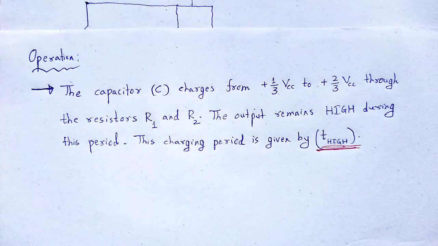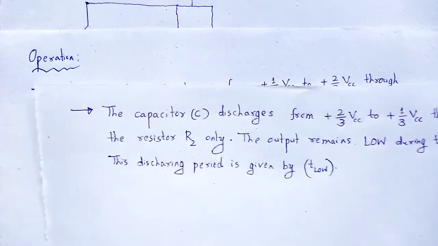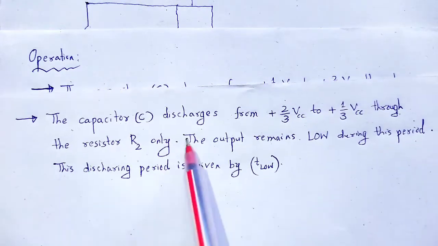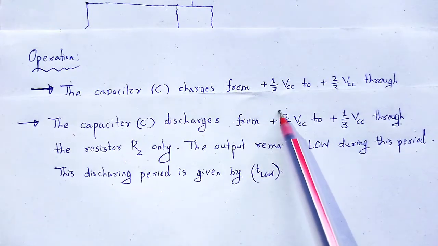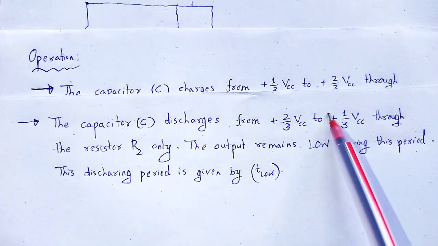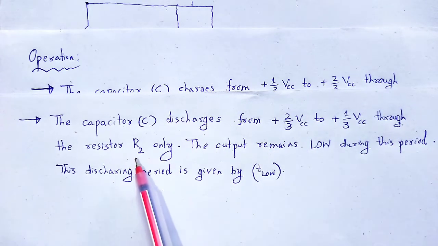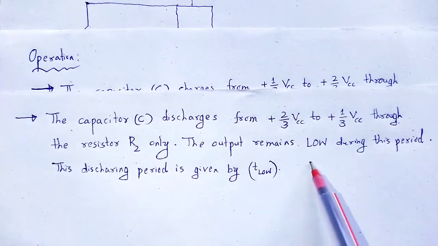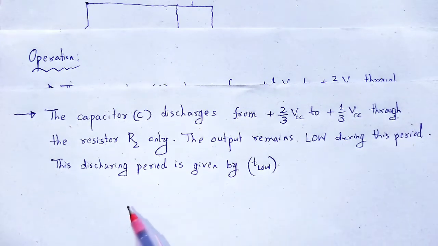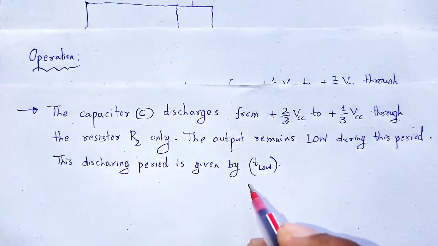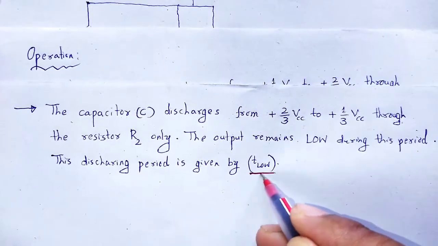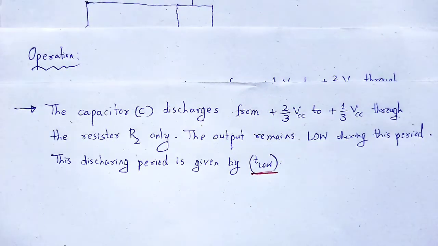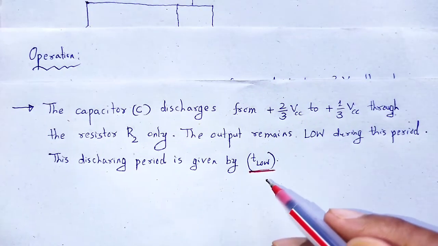Again that capacitor finds the path to discharge. So in case of discharging from plus 2 by 3 VCC to 1 by 3 VCC through resistor R2 only, the output remains low during that period. So in the discharging period we show it as T low, the time period of the low case.